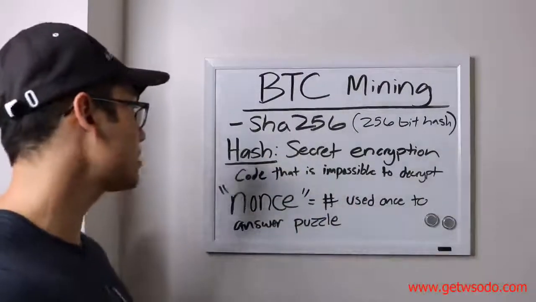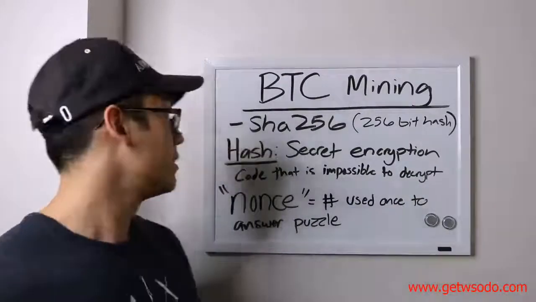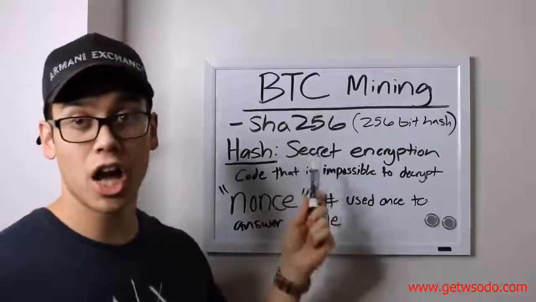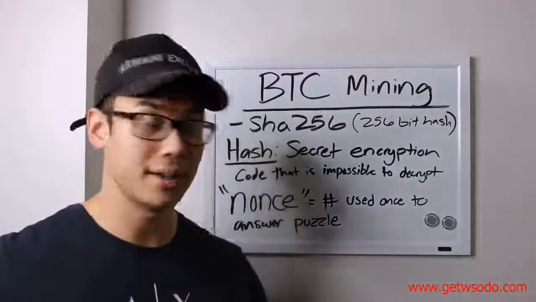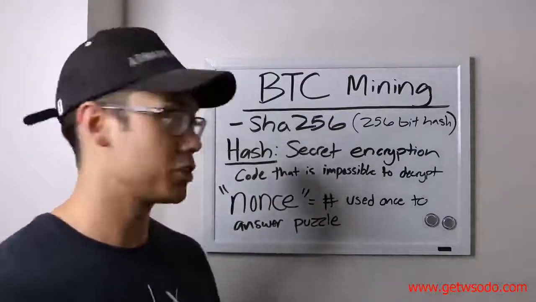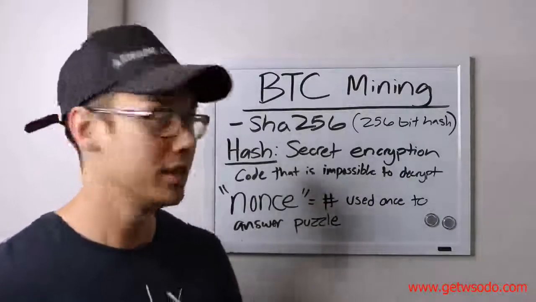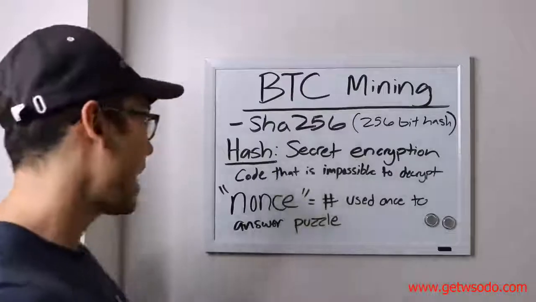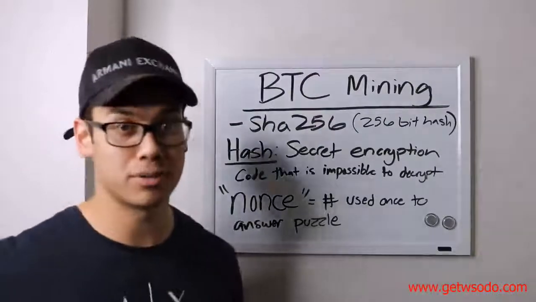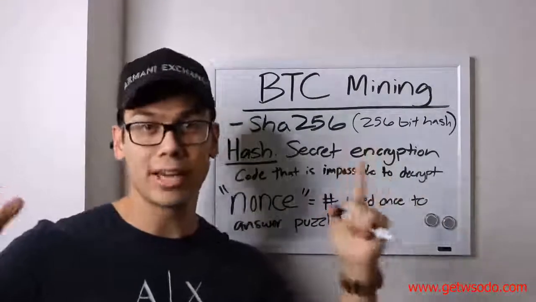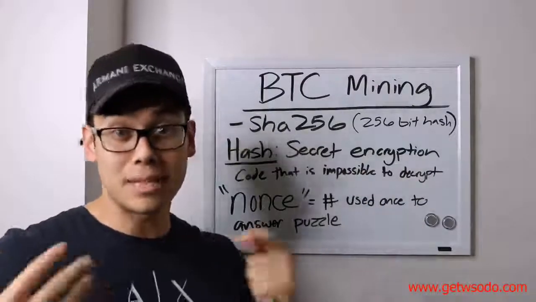So what do the miners use to mine Bitcoin? They use an algorithm called SHA-256. And this is something that you're going to see when you go to mine on certain platforms. You're going to see their algorithm, the SHA-256, and you're going to buy hash power. And what is a hash? A hash is a secret encryption code that is impossible to decrypt. So a hash is 64 characters, just random numbers and letters. But basically it means something.